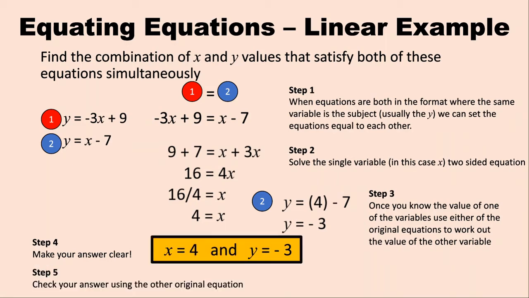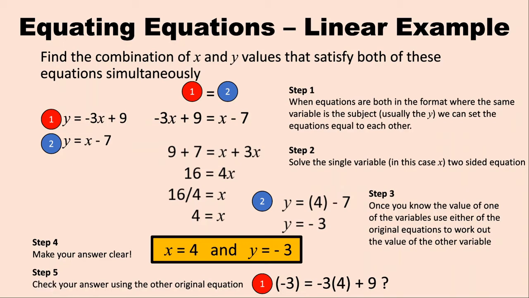Finally, step 5 is just to check that your answer works for the other original equation. Remember, we're looking for an x and y value that work for both equations. I already know it works for equation 2, so let's try equation 1, which was y equals negative 3x plus 9. Now that I know that y is negative 3 and x is 4, I can check if negative 3 is equal to negative 3 times 4 plus 9.